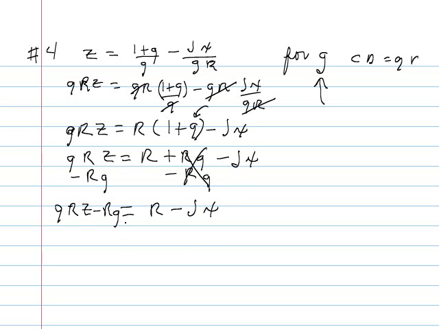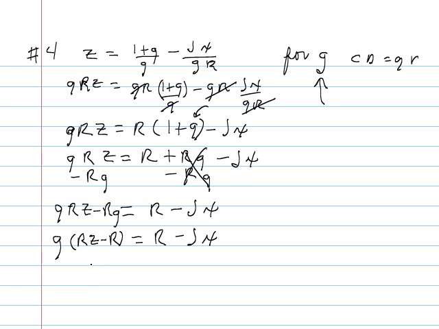Step 4 says form a single G term by factoring out G. So I'll put G on the outside. To get the first term, I'll need to multiply G times RZ. To get the second term, I'll have to multiply G by negative R. And I didn't do anything on the other side, so that's still R minus JX.